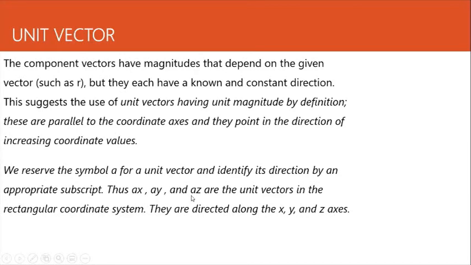Ax, ay, and az. Then, since unit vector siya, pwedeng magkameron ng value yung a. For example, meron kang 3ax, then plus 4ay, plus 5az. Okay, yan yung mga example ng mga unit vectors in the rectangular coordinate axis. Okay, then they are directed along the x, y, and z axis. Okay, as I said before, yan nga, ang direction niya is along sa x, y, and z axis.